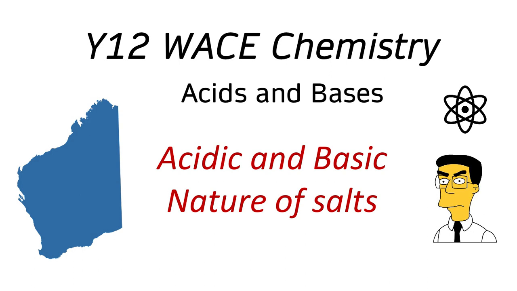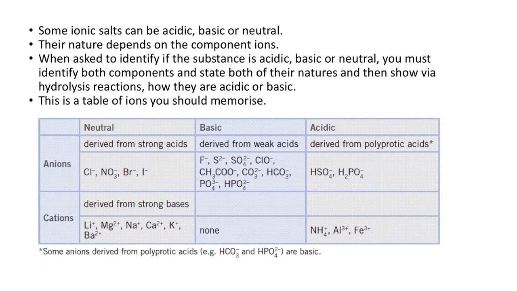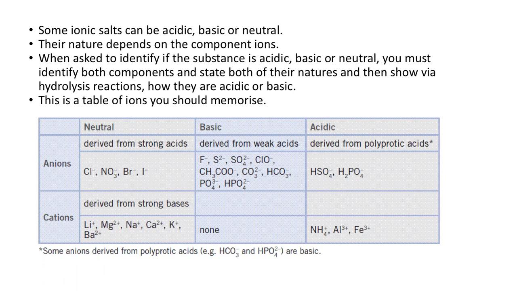So let's get going. Alright, so this is what we're going to learn. Some ionic salts can be acidic, basic, or neutral. This is the salt that is produced. These things can be acidic, basic, or neutral. Their nature depends on their component ions, the ions that make them up.